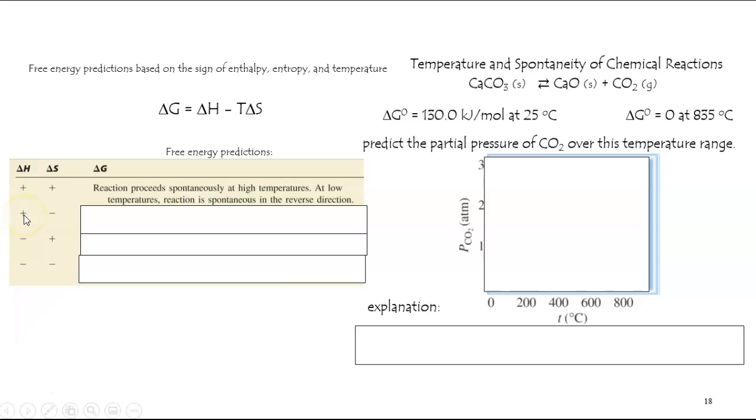Okay, next one. Yeah, that's bad, right? It's endothermic. This is bad too. If this is bad and this is bad, it doesn't matter. It's non-spontaneous, period, right? The reaction is spontaneous in the reverse direction. Don't do that. It's non-spontaneous in the forward direction at all temperatures.